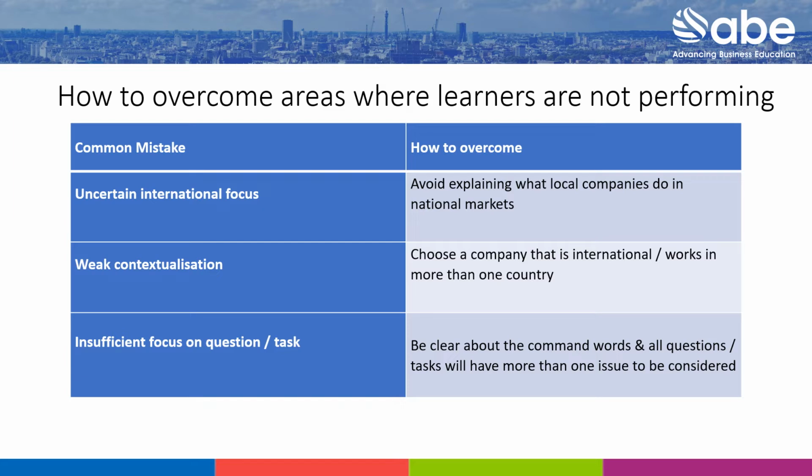Moving on with overcoming areas where learners are not performing, the top two common mistakes shown in this slide, uncertain international focus and weak contextualization, often come together. You need to choose a company that has an international focus, that is working in more than one country, and you need to avoid explaining what local companies do in national markets. The emphasis throughout has to be on 6 UDIM, i.e.